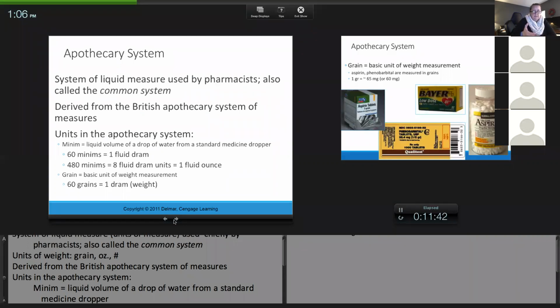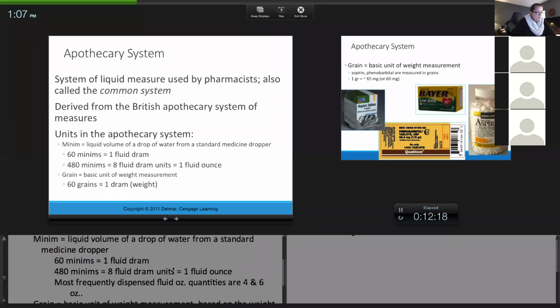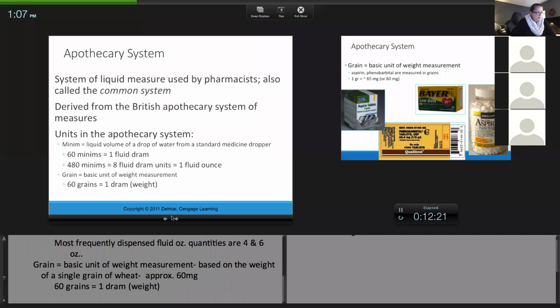Now the apothecary system is interesting because it's more of a liquid measurement system. And there are different things on here. A minim is the liquid volume of a drop from a standard medicine dropper. I can tell you in my life, I've never used the word minim, ever, not till I studied for this lecture. One thing that we do talk about, we're going to talk about grains, because some medications come in grains, and I'll talk for a minute about drams. So let's go to this picture.